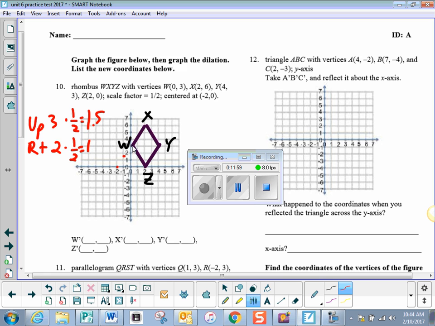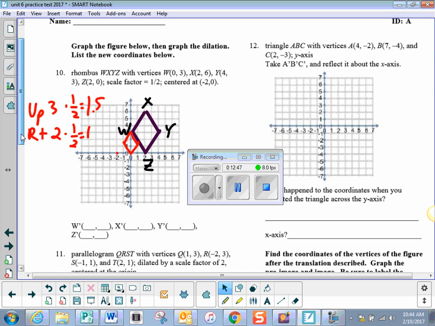This one is up 6, over 4. Up 6 over 4 would be up 3 over 2. So I'm going to go up 3, over 2. There's my new X. And I can see that the rest of them would fall there, there, and there. And here is my dilated shape. That's what you should have gotten. Remember, you have to go up and over and then multiply those distances by your scale factor.